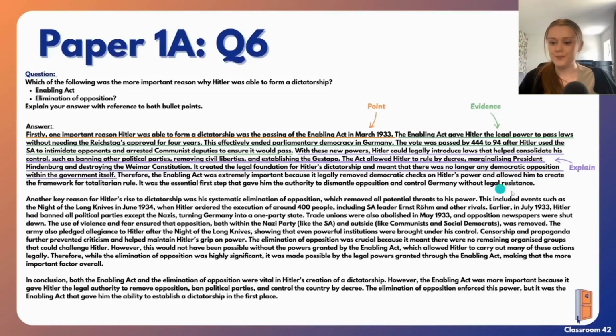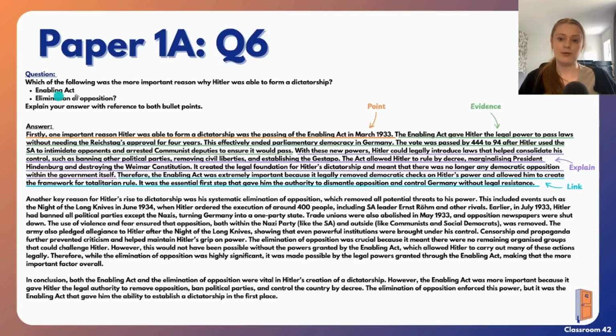That's our explanation. And then all we need to do is, as always, link it back to the question. Because this is an evaluation question, it's asking us which was more important, we need to state whether it was important or not. So therefore, the Enabling Act was extremely important because it legally removed democratic checks on Hitler's power and allowed him to create the framework for totalitarian rule. So there's our link back to the question.